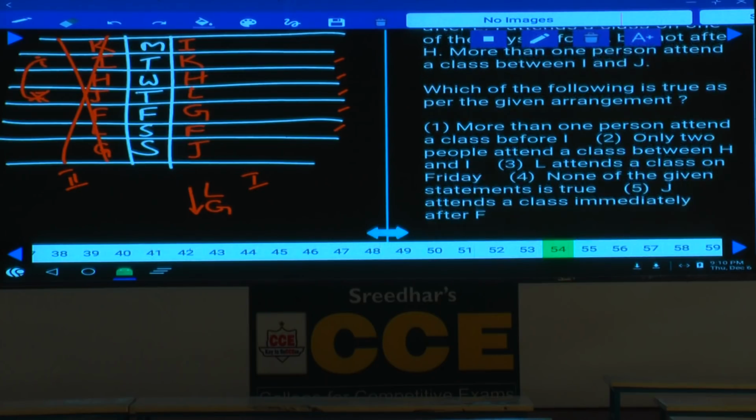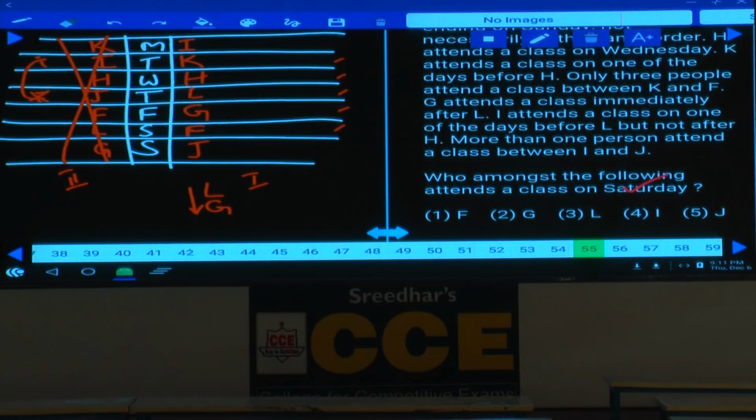Then question number 54, which of the following is true as per the given arrangement? More than one person attend a class before I, true or false? That is false. Only 2 people attend a class between H and I. Between H and I there is only one person, this is also false. L attends a class on Friday, that is false. Choice 5, J attends a class immediately after F, that is definitely true. What is your choice? Choice 5.